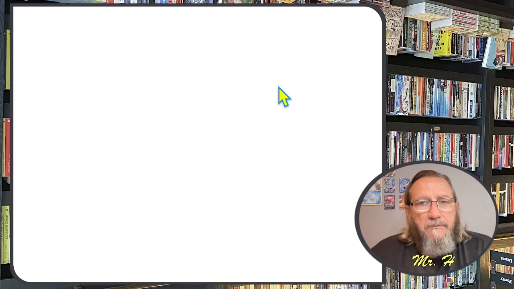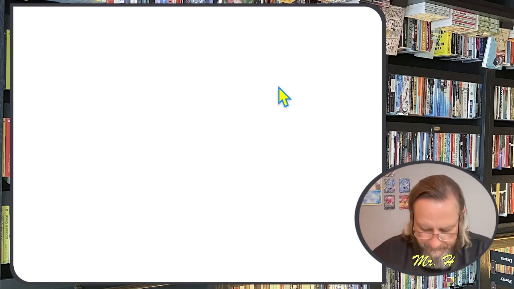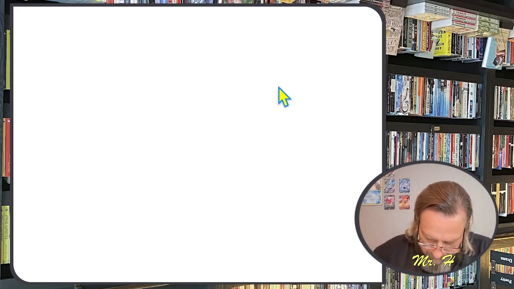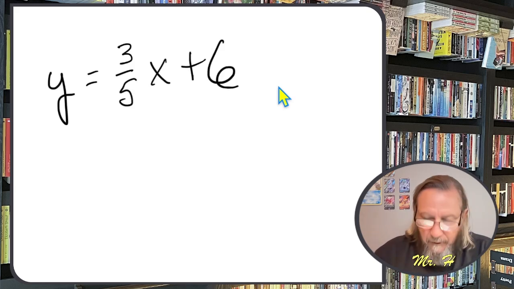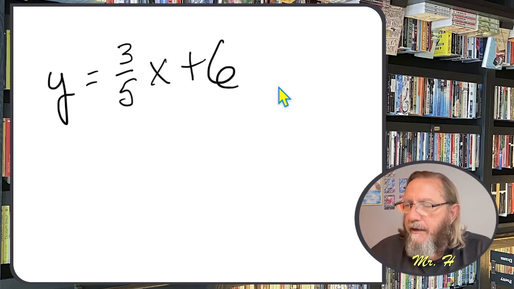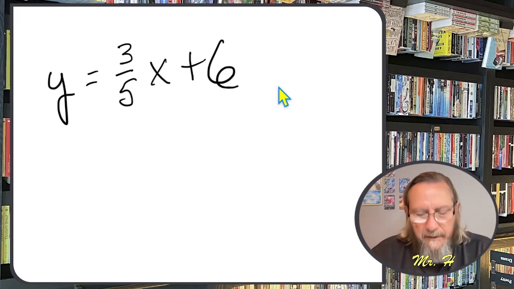Our next problems are going to be algebraic equations. We're not going to be looking at graphs and tables. We've already practiced those. Let's look at some algebraic equations. So the first one is right here. If I look at this equation, I need to decide what is the slope of this line.